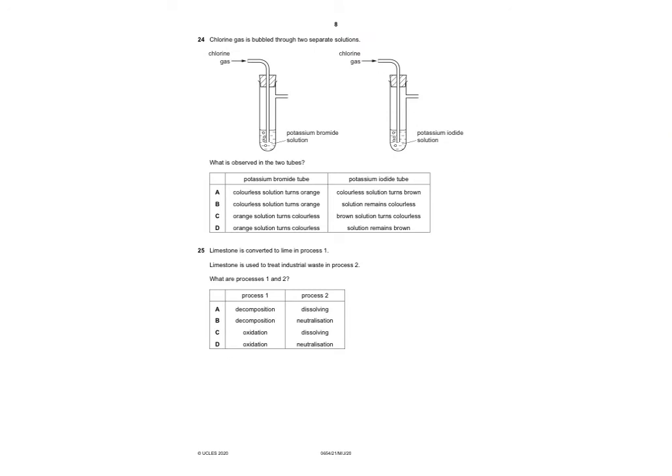24. Chlorine gas is bubbled through two separate solutions. So we have potassium bromide and potassium iodide. What was observed in the two tubes? So this is displacement. So if we look at our periodic table, we have chlorine, bromine, iodine. The more reactive as we go up the group will displace, in other words, replace the less reactive one. So chlorine's more reactive than both of them. So chlorine is going to swap round.